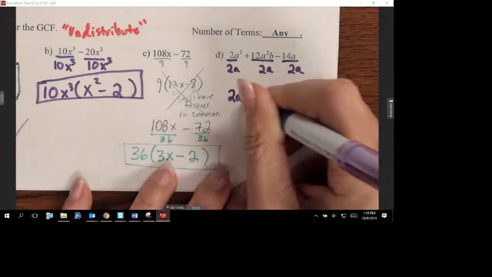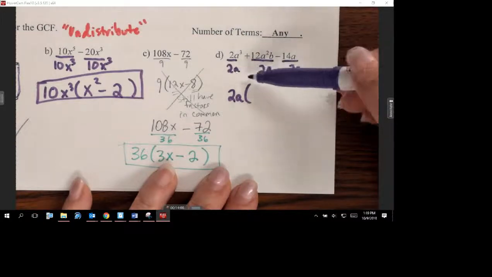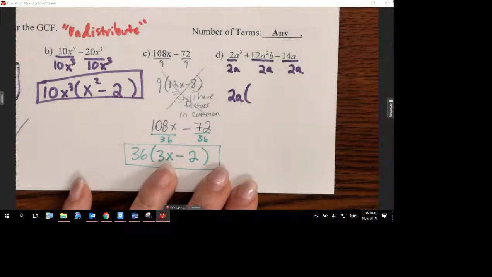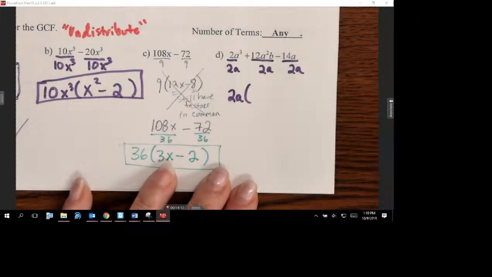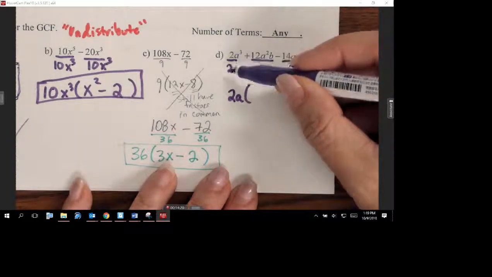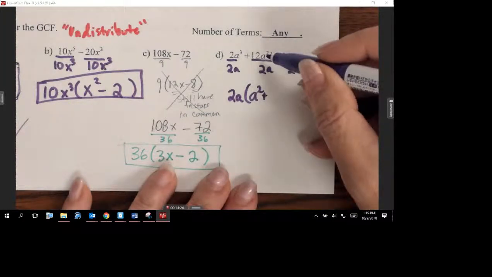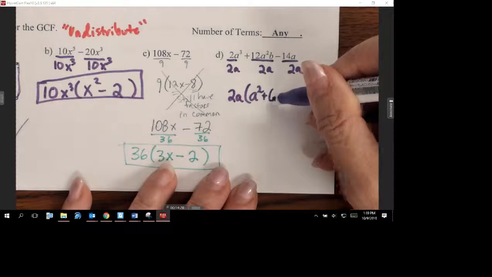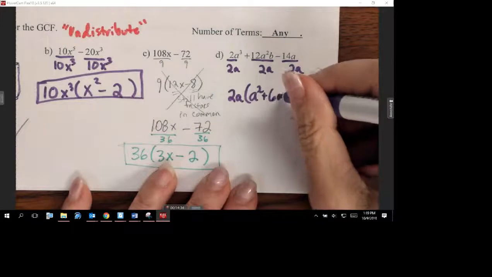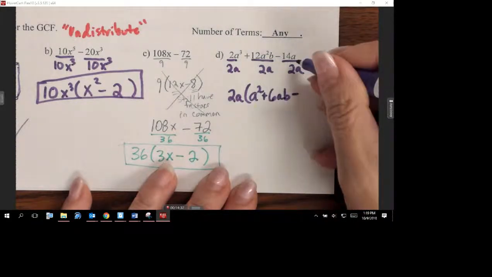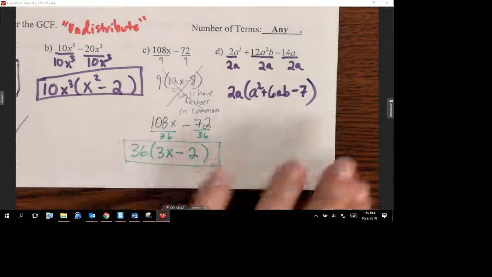We take that 2A and we put it outside of a parenthesis. So if I have 2A to the third and I get rid of a 2 and the A, how many A's are left over? So the 2 is gone. A squared, yeah, A squared. Then in the middle I have a plus 12 divided by 2 is 6. Then I've got A squared and B on top, but I just take out one of those A's. AB. And then minus, I have 14A divided by 2A, so 14 divided by 2 is 7. Get rid of that A and you just have the 7.